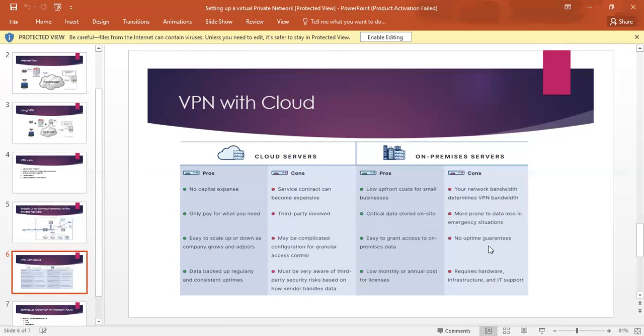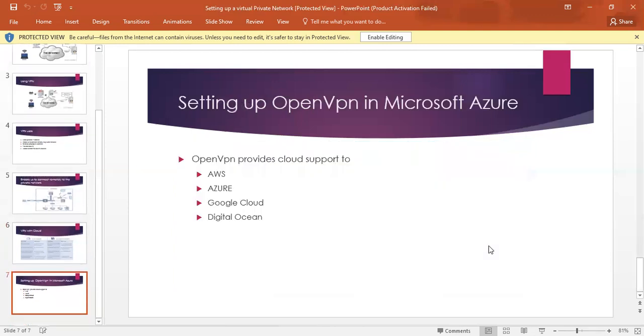What is the important point here? It requires hardware, infrastructure, and IT support. So without this particular infrastructure, which is highly required for VPN, and great IT support, it will not be successful and it will lead to damages. Coming to the next slide.